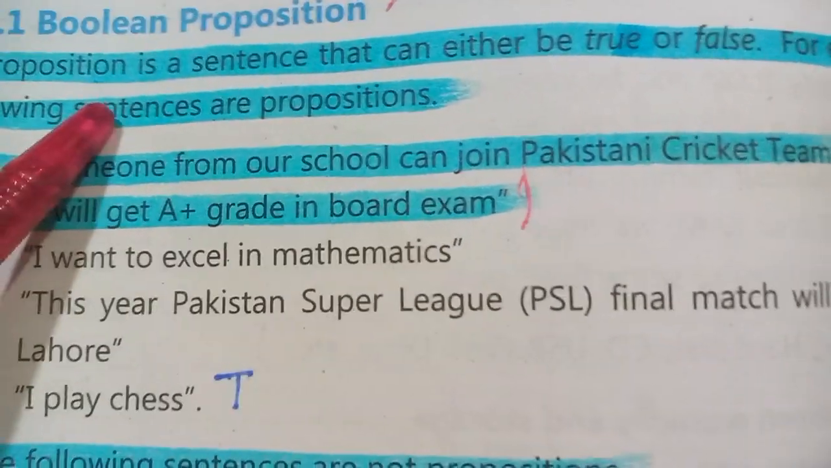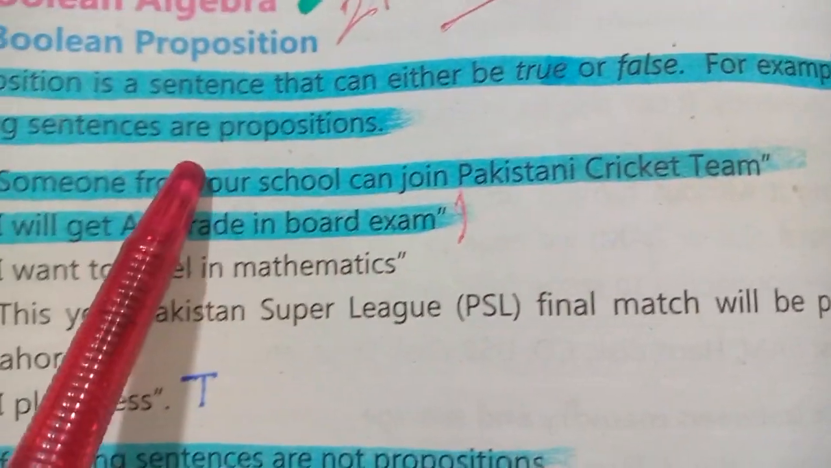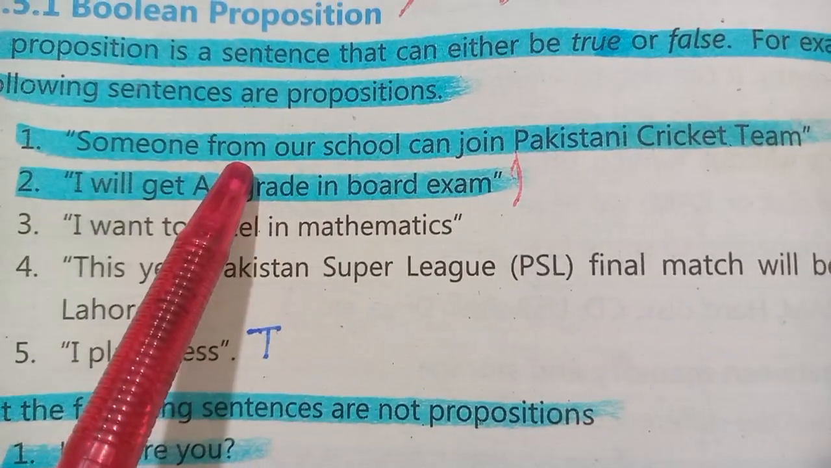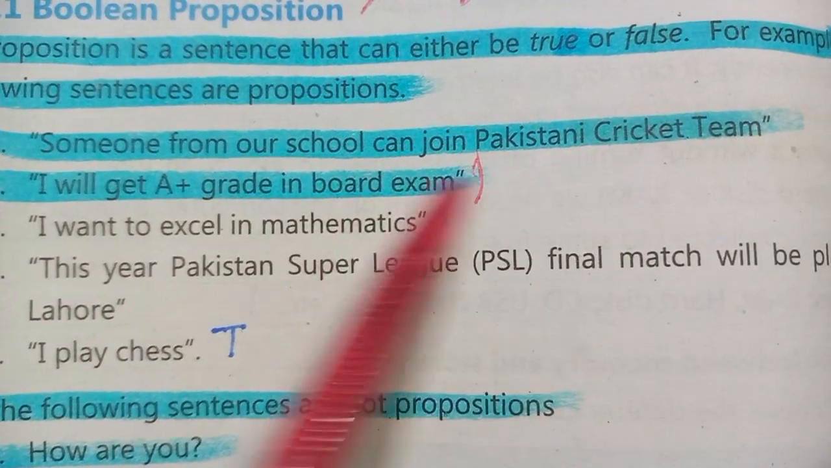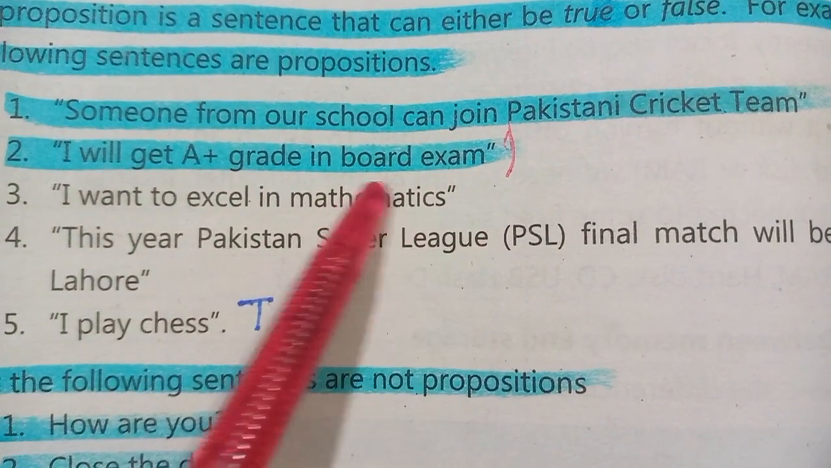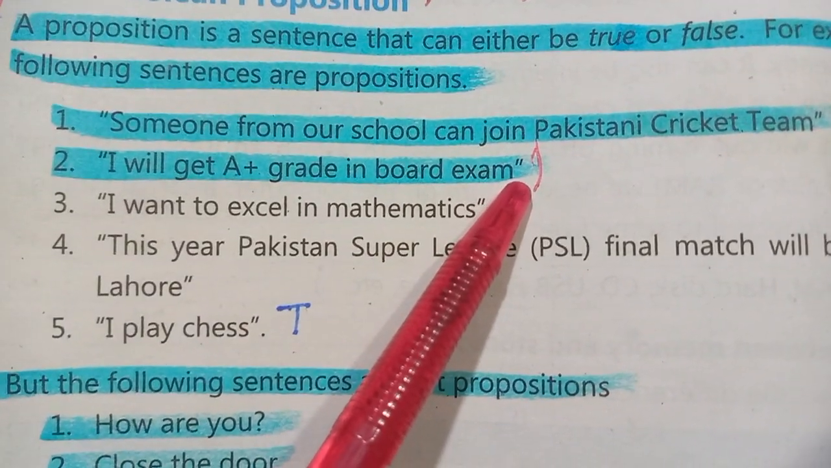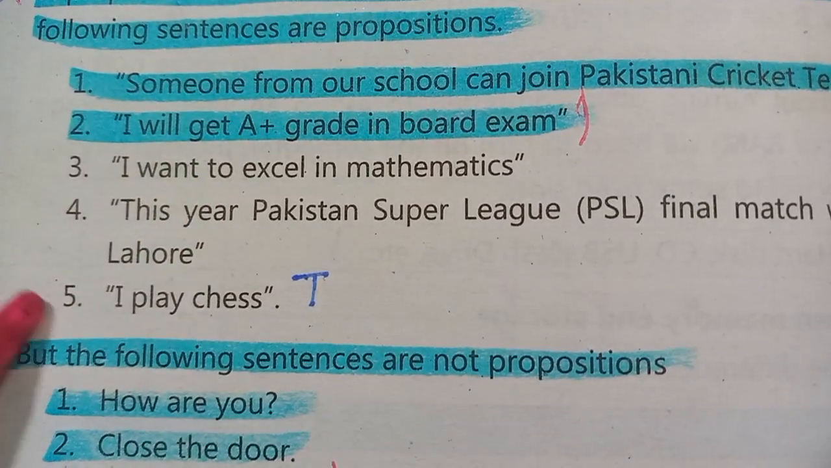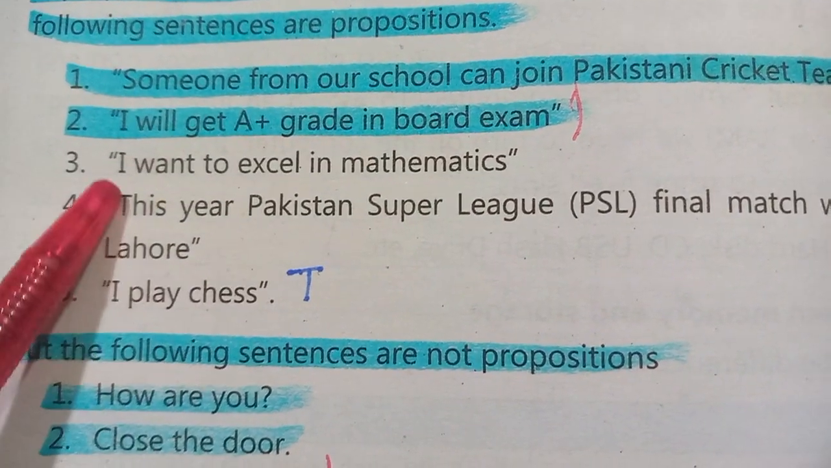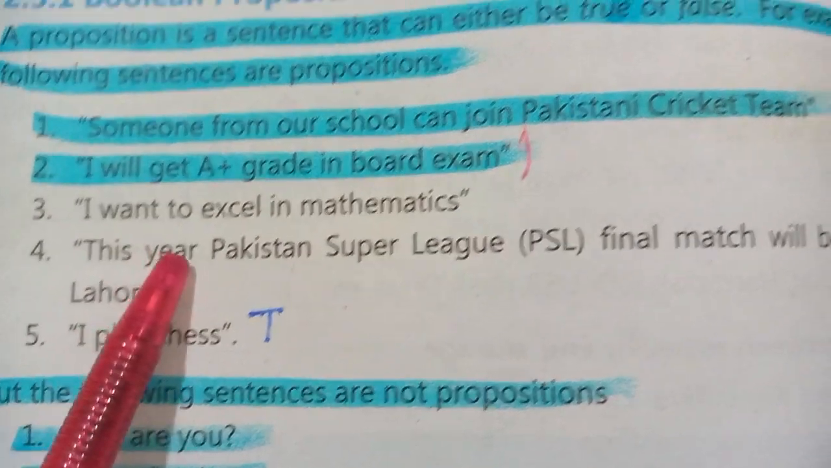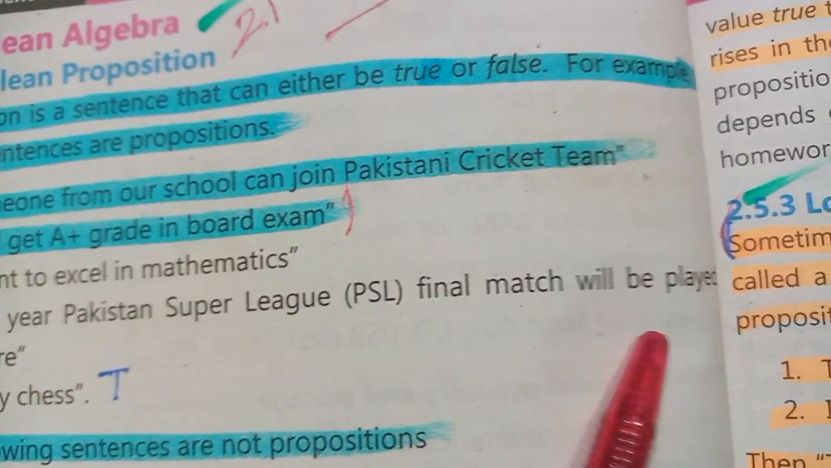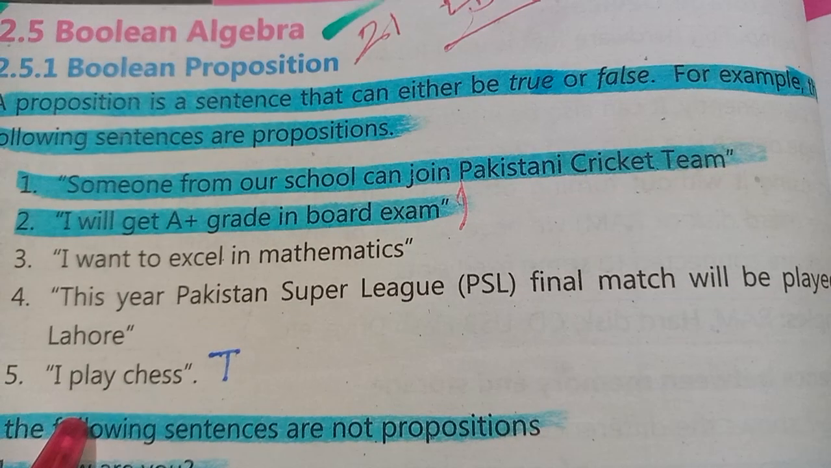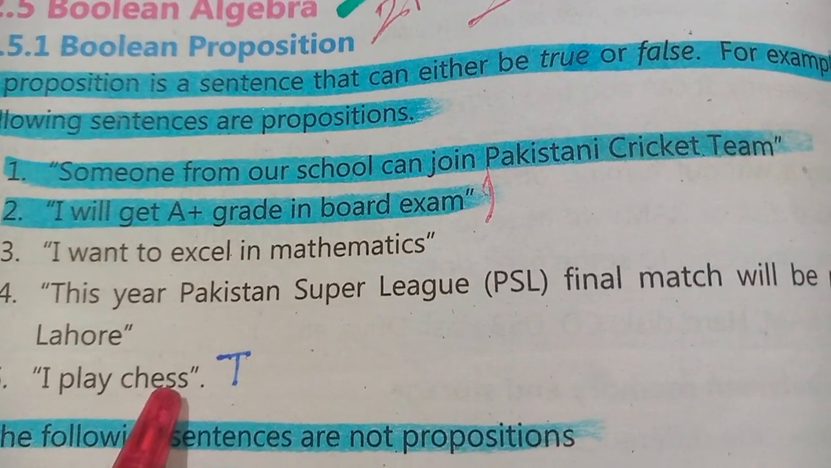The next topic is the Boolean proposition. Its definition is as follows: a proposition is a sentence that can either be true or false. For example, the following sentences are propositions. Someone from our school can join Pakistani cricket team. I will get a plus grade in board exam. For a short question, you can write any 2 points from these 5 examples of propositions. I want to excel in mathematics this year. The Pakistan Super League final match will be played in Lahore. I play chess.